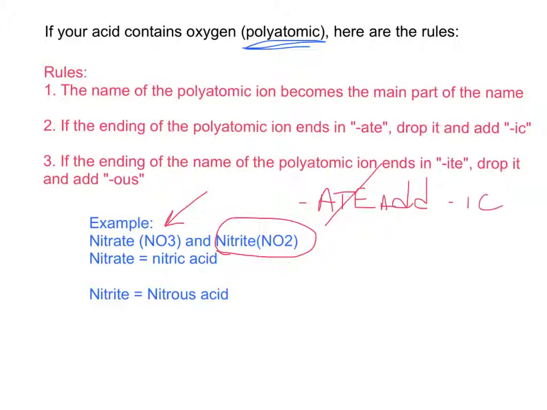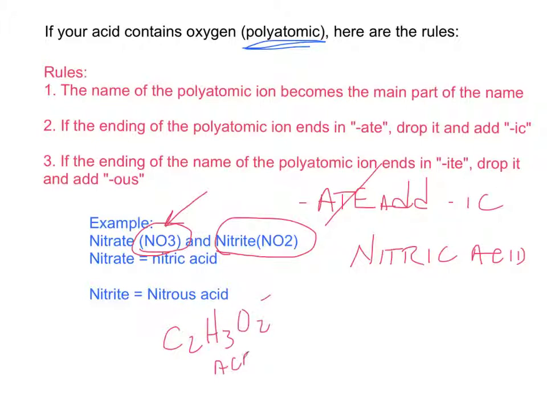So, let's see if we can do some practicing here. Let's take the nitric acid right here, and we're going to take nitrate. So we take nit, we drop the ATE and add an IC, and then add acid to it. Let's take C2H3O2 with a -1 charge. This is acetate. That's the polyatomic ion you have to memorize there.